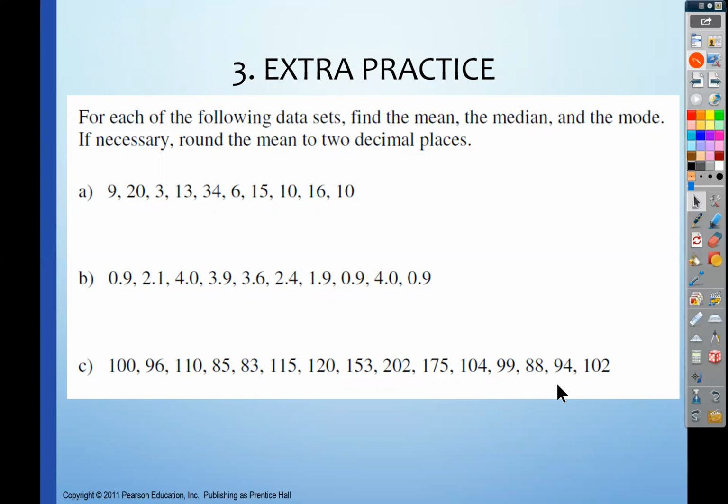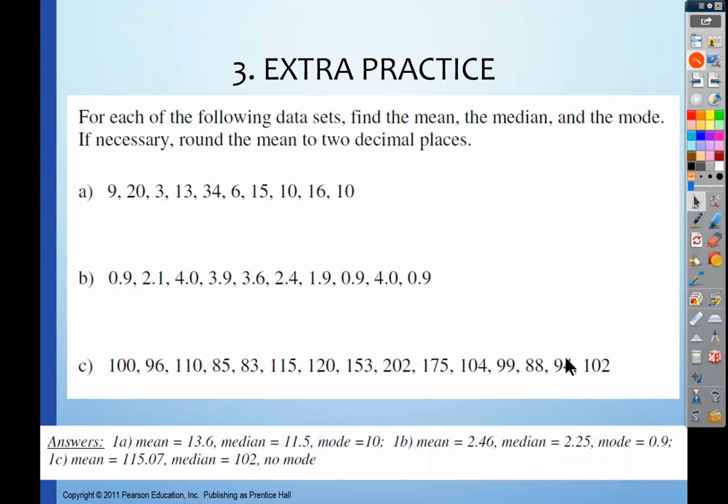The median, you put them in order from least to greatest and you choose the middle number. If there's an even amount of numbers, you average the 2 middle numbers and that would be your median. The mode is the number that occurs most often. Sometimes you can have more than one mode or sometimes none at all. So go ahead and pause this and try A, B, and C. And the answers are listed at the bottom of the screen.